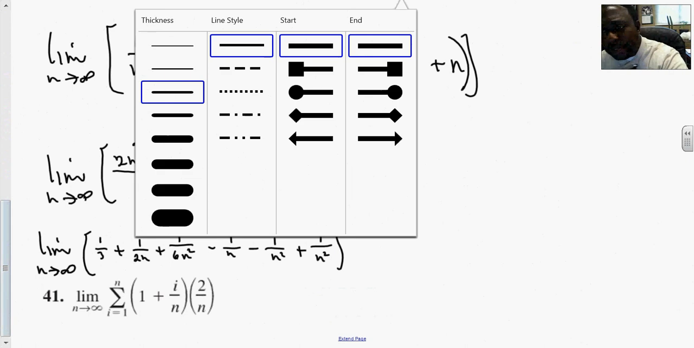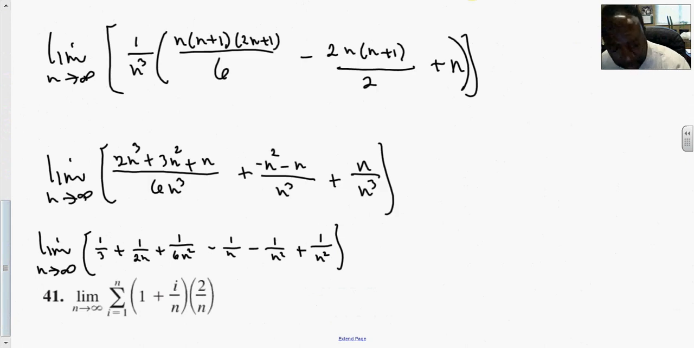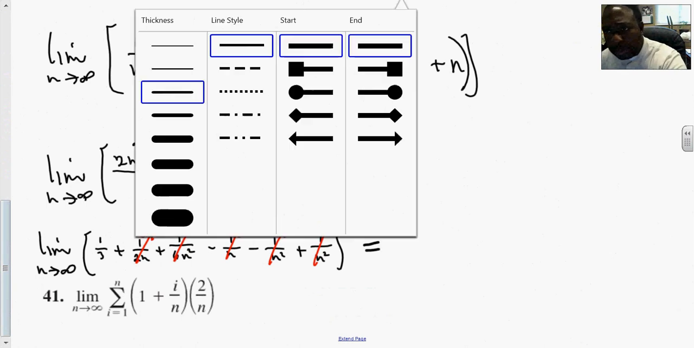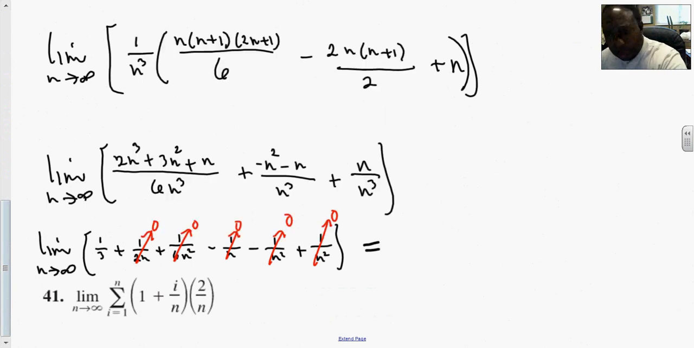Now, taking the limits, this limit is 0, the limit is 0, that limit is 0, that limit is 0. So the limit of this constant here is 1/3. The answer is 1/3.